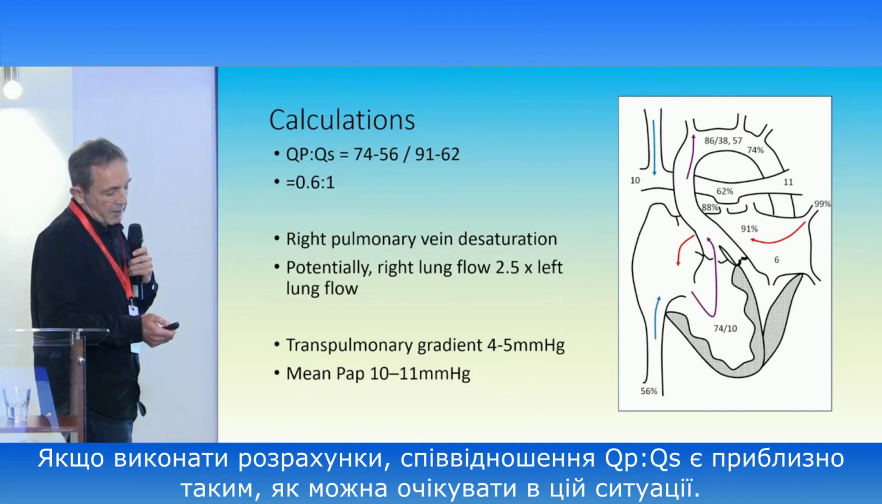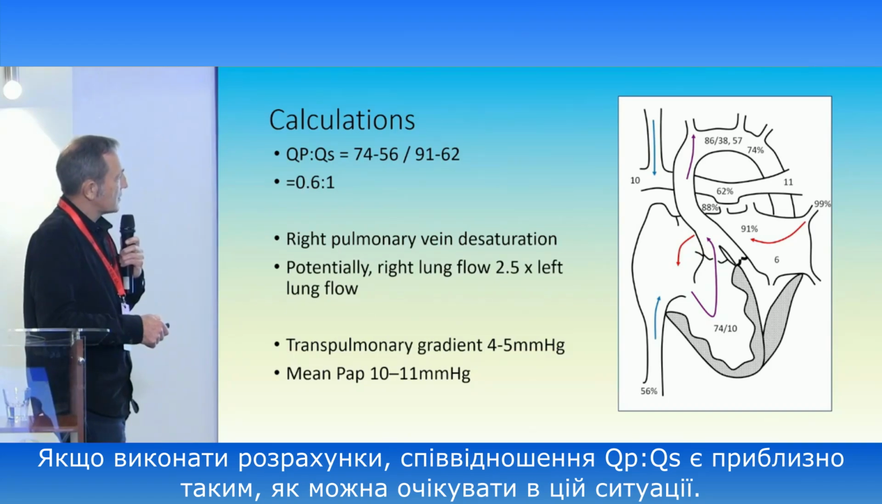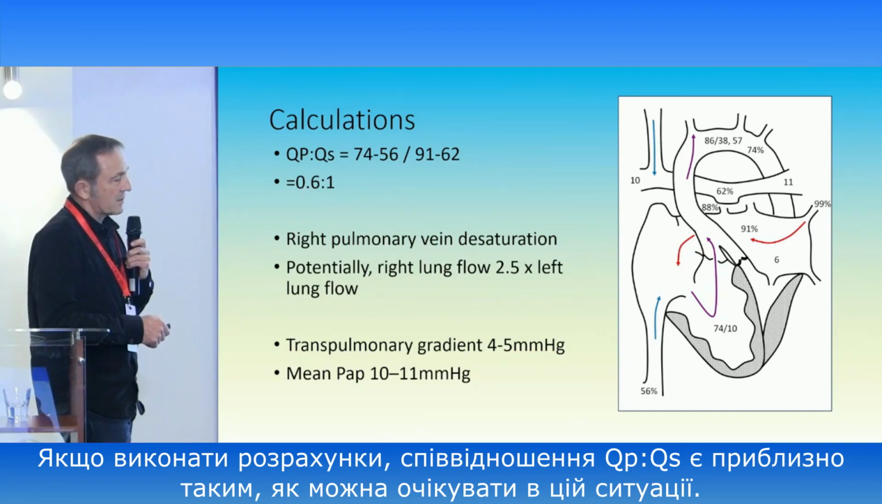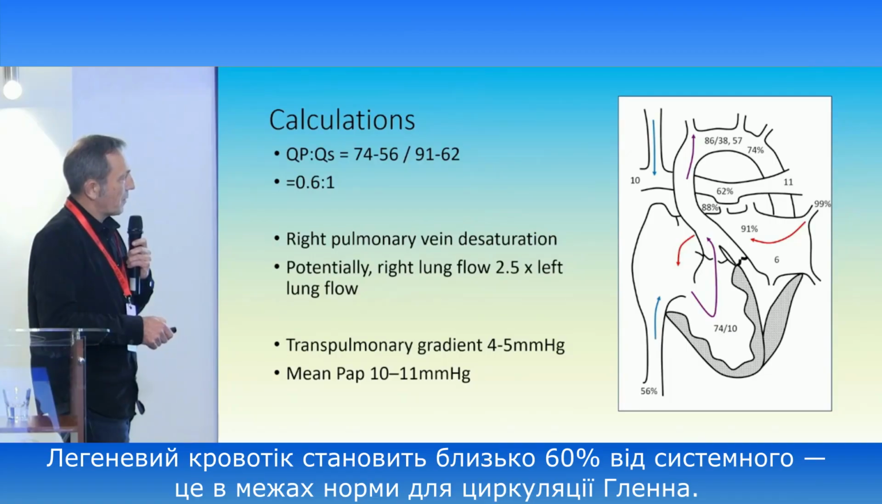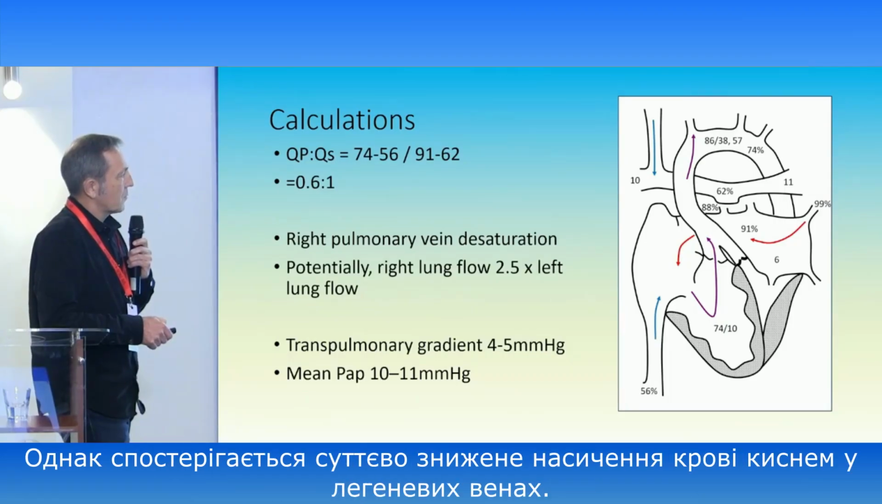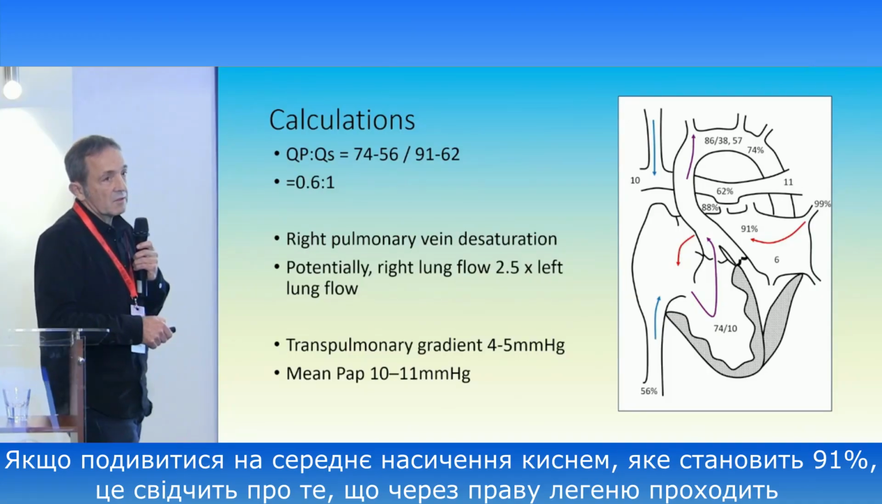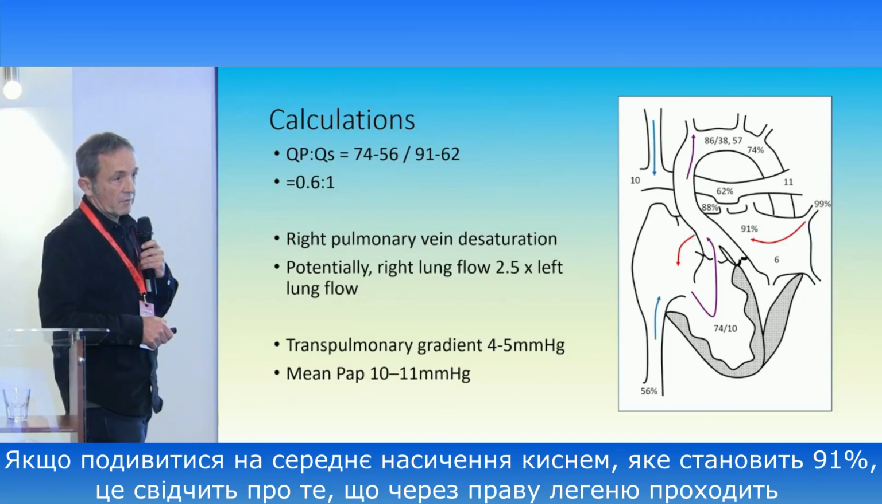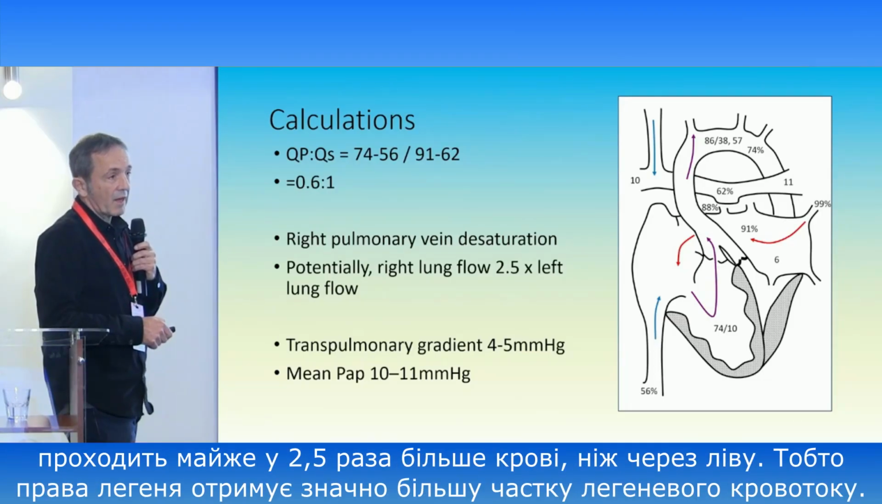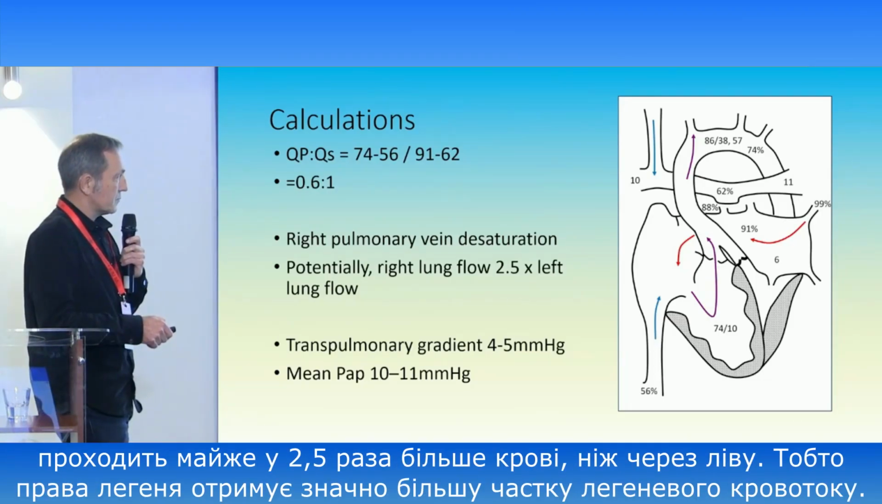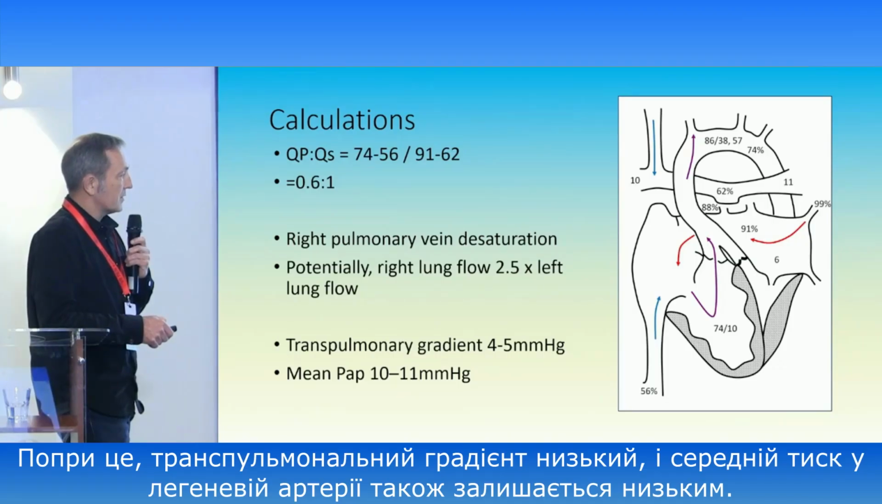You go through the calculations. The QpQs is more or less what you'd expect in this situation. The pulmonary blood flow is about 60% of the systemic blood flow. That's about right. But you've got very significant pulmonary vein desaturation. And if you look at the mix of these two down to 91, it suggests that nearly 2.5 times the blood going through the left lung is going through the right lung. The right lung has a lot more pulmonary blood flow. Nevertheless, the transpulmonary gradient is low and the pulmonary artery pressure is low.